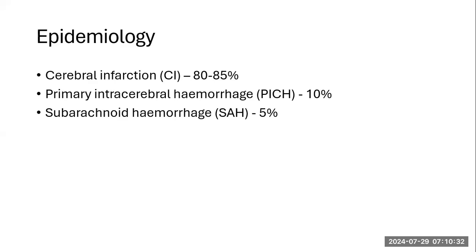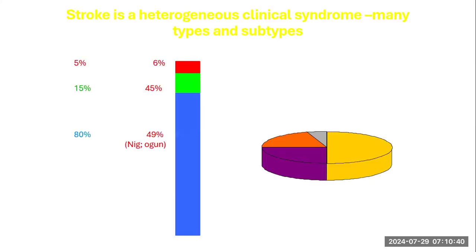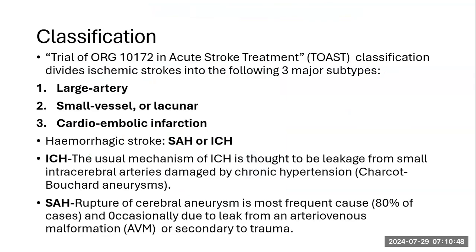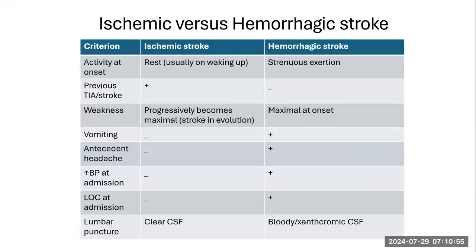Cerebral infarction stroke is the commonest, about 80 to 85%, while the intracerebral hemorrhage we talk about is just about 10%. These are the risk factors: modifiable risk factors, non-modifiable risk factors, novel risk factors, intermediate risk factors. Those are the subclassification of the three types of stroke. And this is a table showing comparison of ischemic versus hemorrhagic stroke.